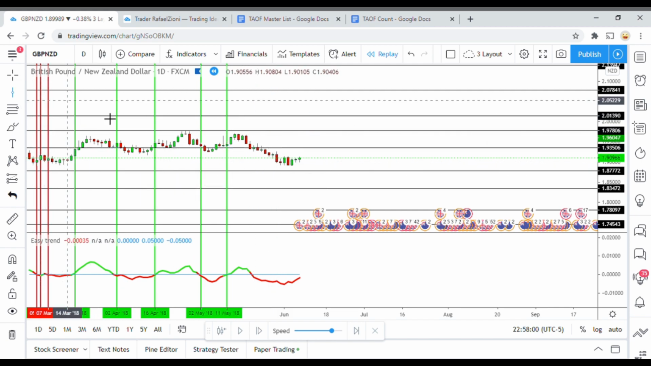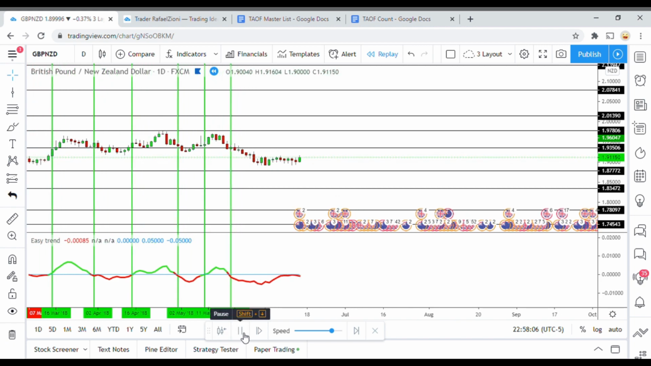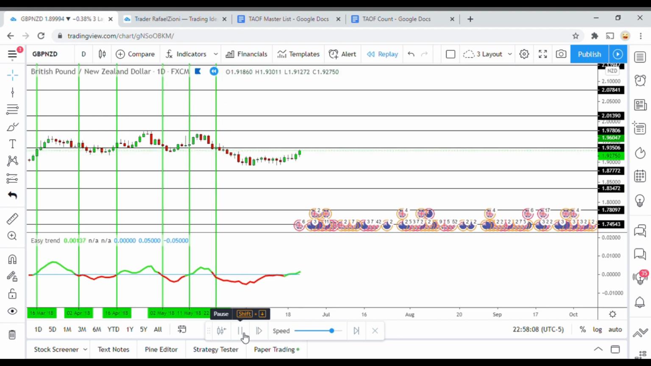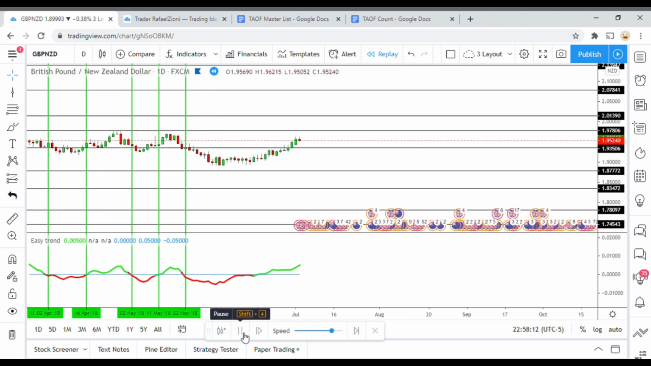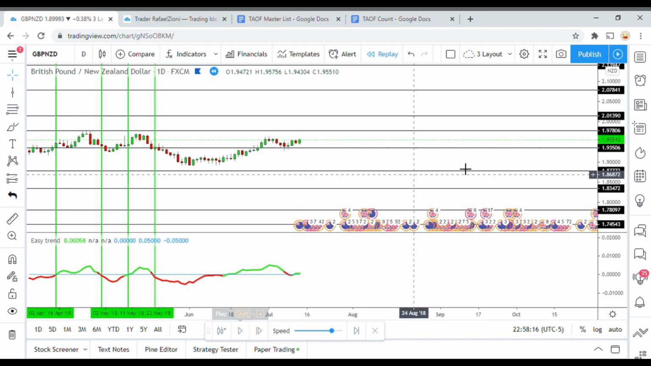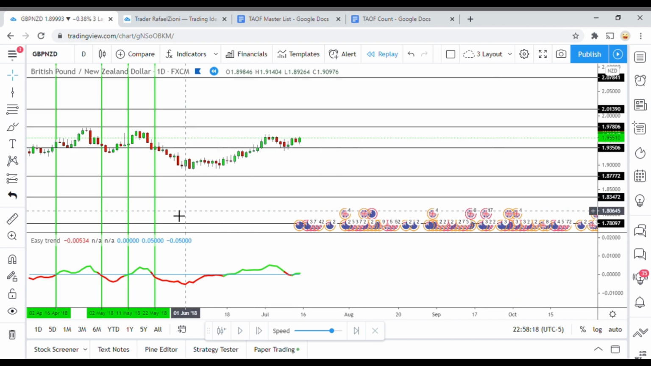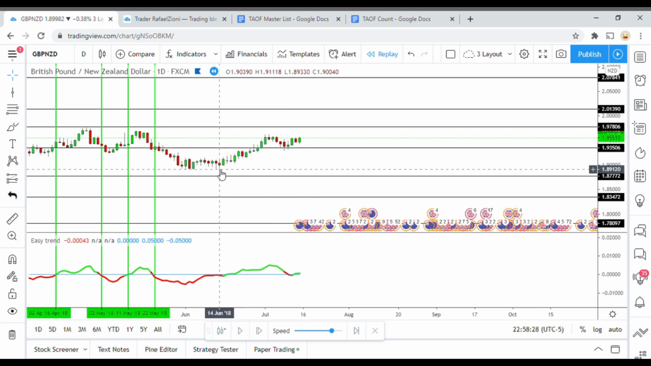Our indicator seems to be doing rather well. Let's keep moving along here. I'm not going to worry too much about price action at the moment. Again, it's not really doing much. I mean, it comes down, kind of swipes at these areas of support and resistance, and then kind of starts to reject them.